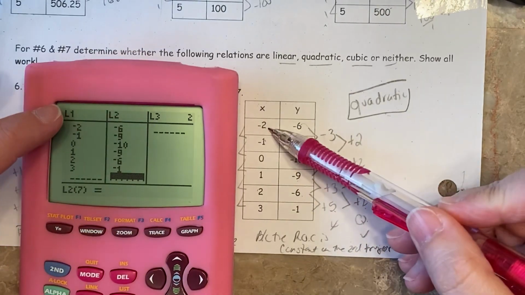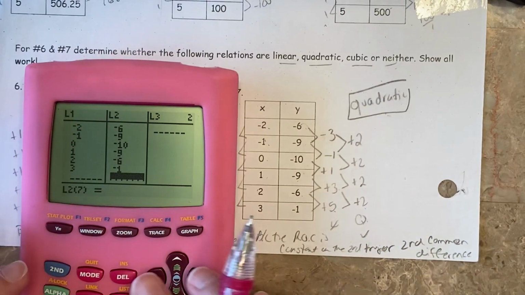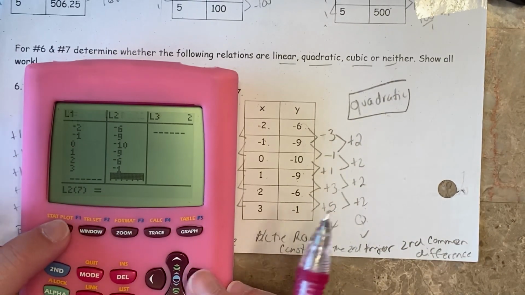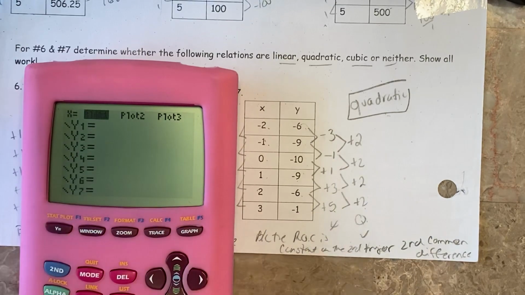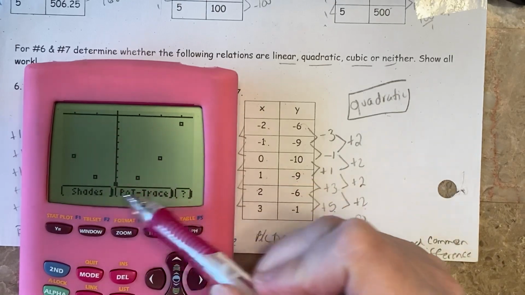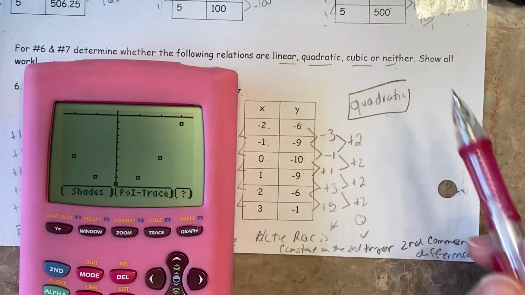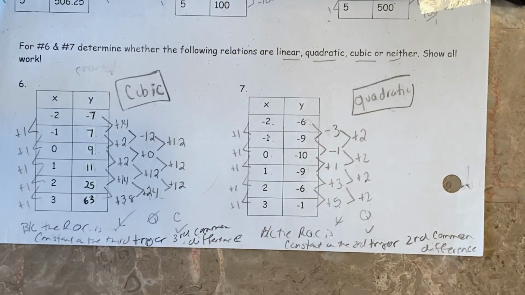All right, make sure these are right. -2, -1, -6, -9, -9. Okay, good. So you want to make sure your stat plot is on. So the shortcut was y equals, go up to 1, press enter. And you want to press zoom 9. And I hope you can see that looks like a curve, looks like a quadratic. So that's also how you can check these a different way.